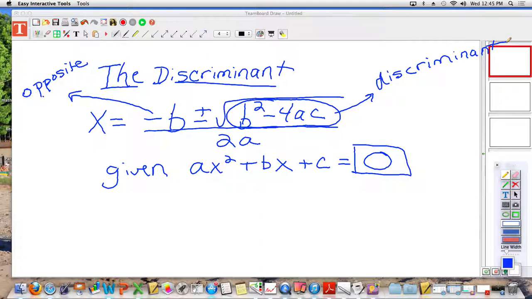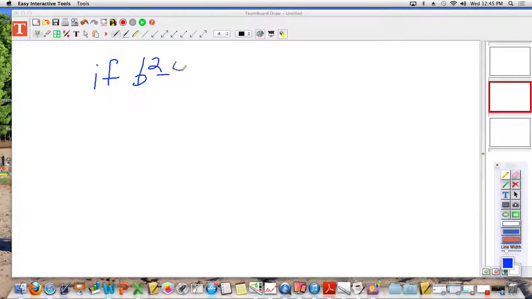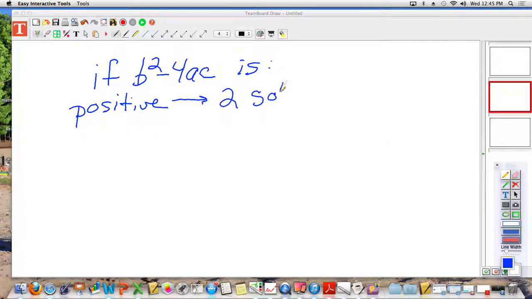So if you calculate the discriminant, it's going to tell you what kind of solutions you are going to have, and it will tell you how many solutions that you have. So I'm going to go on to another page. If the discriminant, which is also called b squared minus 4ac, is positive, that means that you are going to have two solutions. So when you calculate your answer, you're going to have two of them. You're going to have two answers.